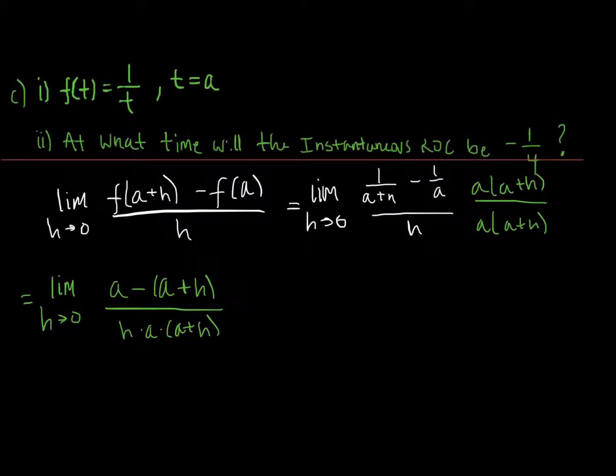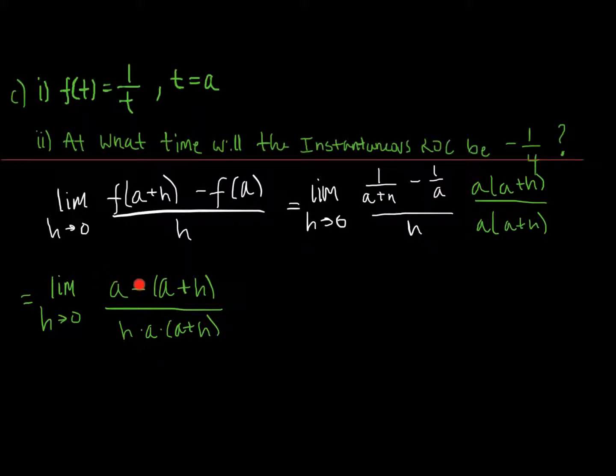Okay, so notice what I did is I multiplied by a times a plus h in both the numerator and denominator. Now you could have just as easily multiplied by a plus h in both numerator and denominator, and you would have still been able to wind up just fine. So I encourage you to try that out as well. But this way, I'm getting rid of both denominators. So a plus h over a plus h will cancel, and then here a over a will cancel.